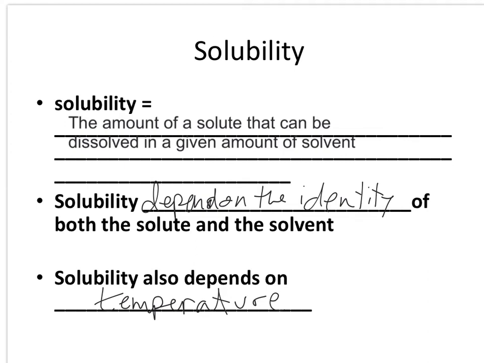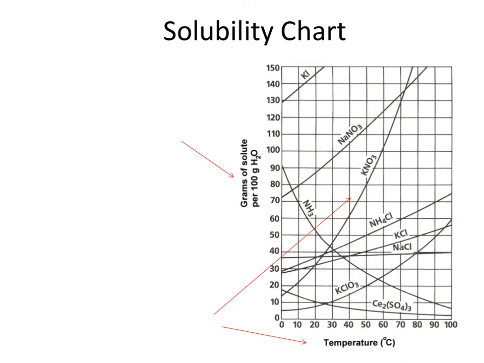So just as a note within this class, we're going to talk mostly about solubility in water. So water is going to be our solvent most of the time, but it is good to know that there are other types of solvents out there, but we're going to primarily focus on water. Okay, so let's take a look at the solubility chart, because this is going to allow us to know what the solubility is for different compounds at a given temperature.